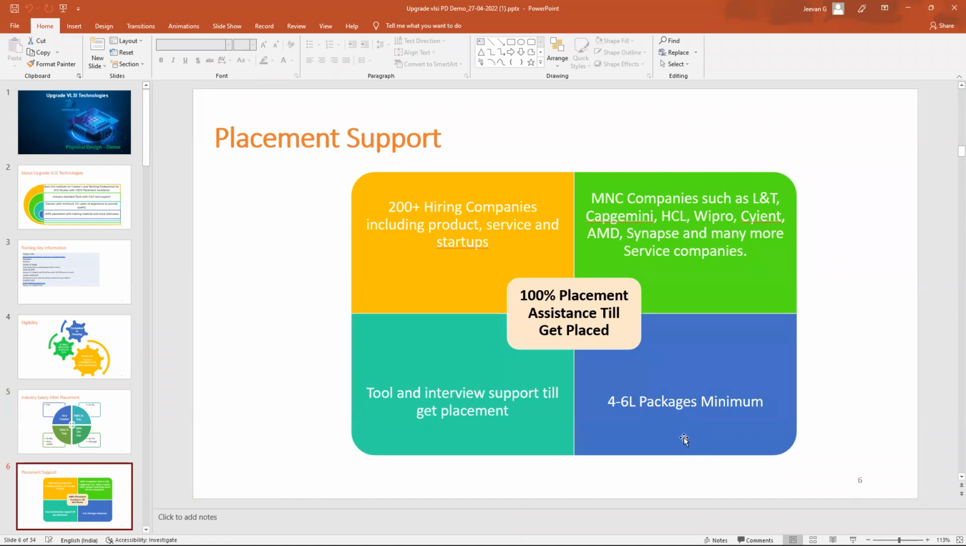So as I said, 7.5 LPA with a bachelor's, got placed in one of the service-based companies. You can get all these details on our website as well. Please go through our website once. And one more thing: tool and interview support till you get placement. This is one of the best and most unique qualities we are going to provide.